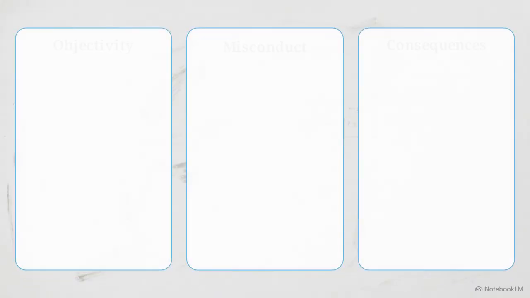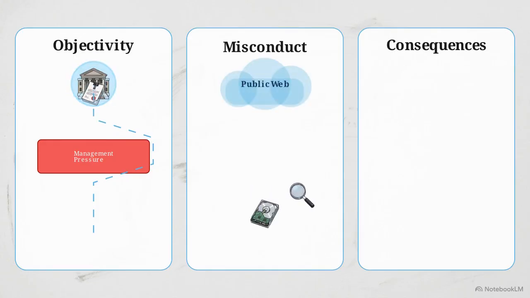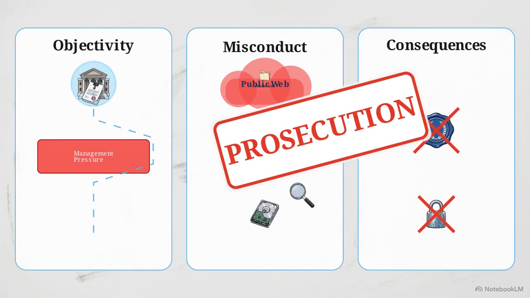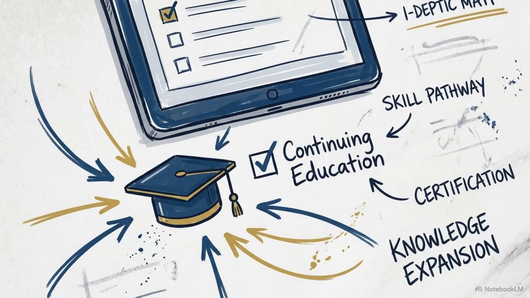This comparison chart shows the correct path. In column 1, reporting findings accurately despite management pressure applies the principles of objectivity. In contrast, an investigator who accesses private data out of curiosity and leaks it faces termination and criminal prosecution. For your professional career, always use this essential checklist as your primary guide. Document all activities and use only validated forensic procedures. Remain strictly objective and consistently continue your professional education to keep pace with rapid technological change.